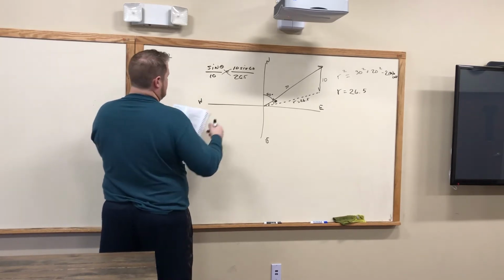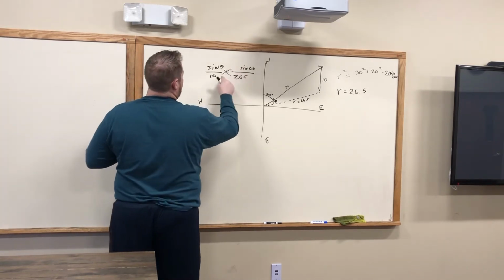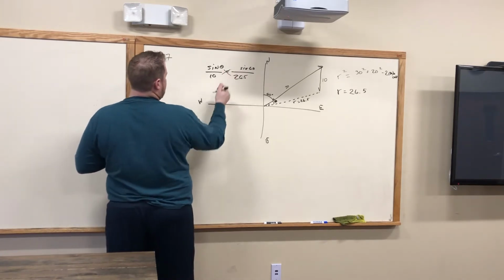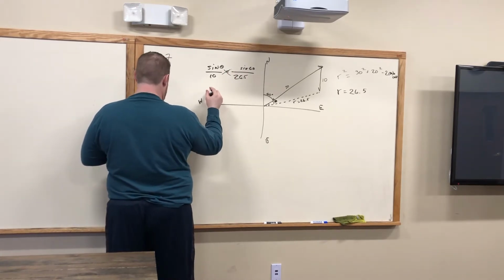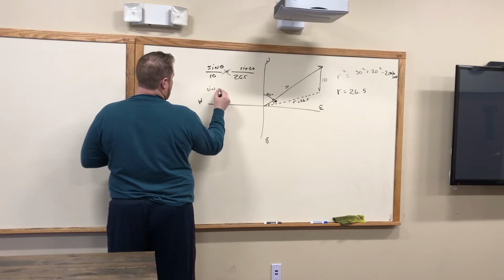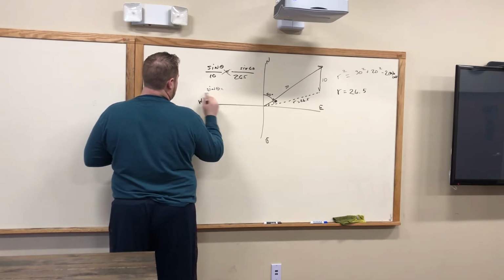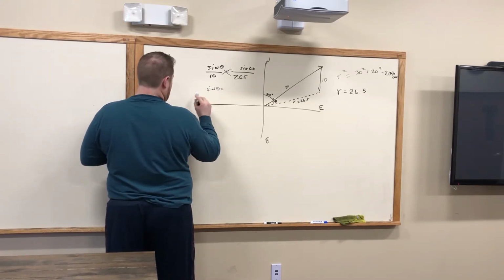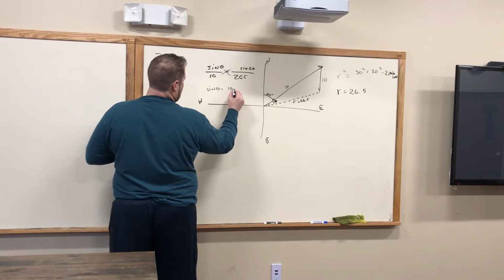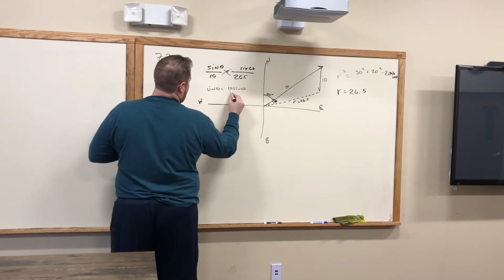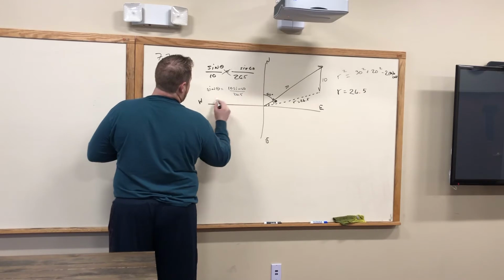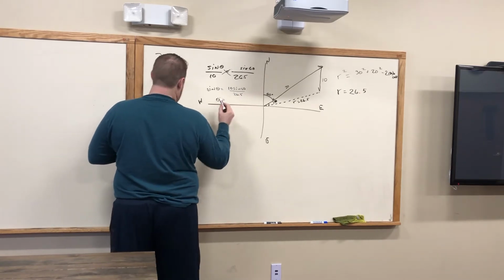I'm sorry, oops, sine 60, sorry. I skipped a step. All right, so now cross multiply, you're left with sine theta equals 10 sine 60 over 26.5. So theta is going to be what?